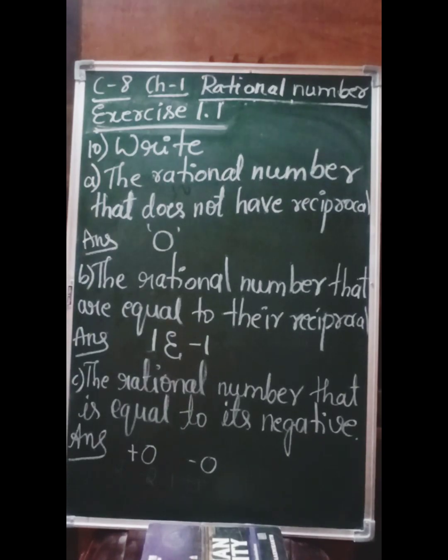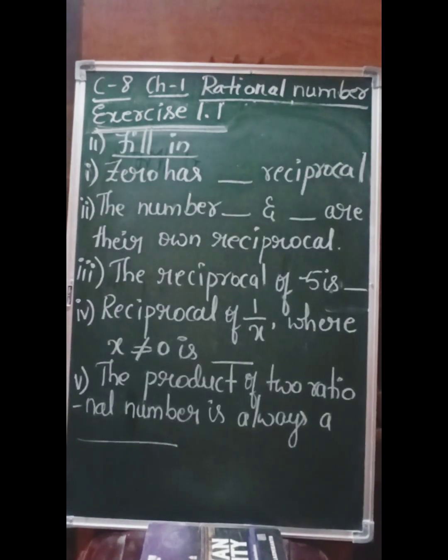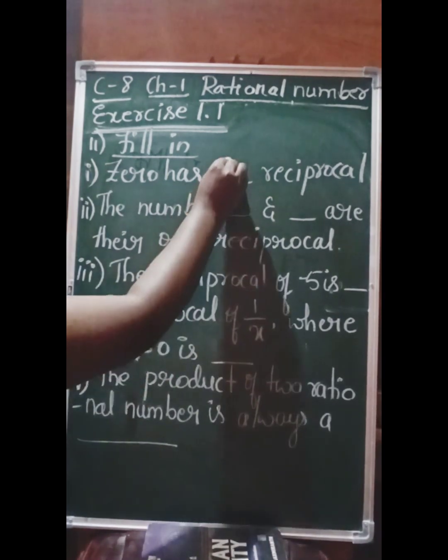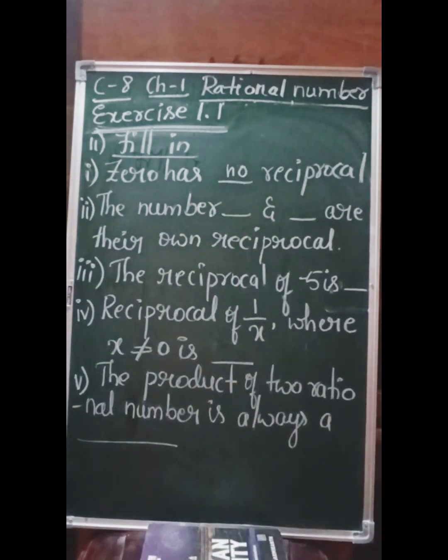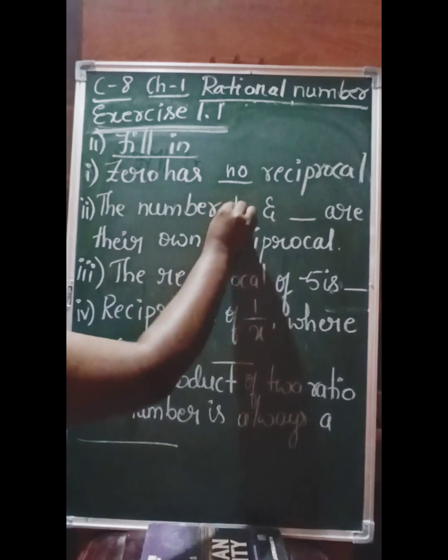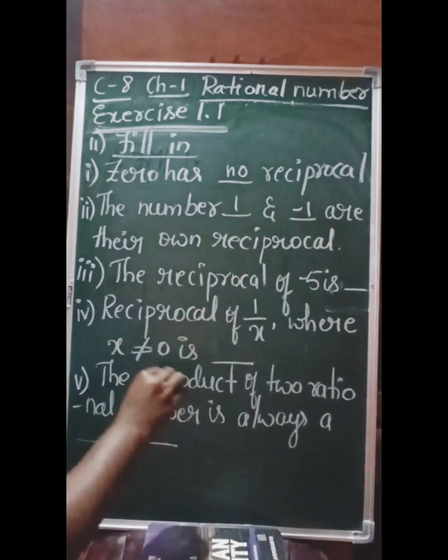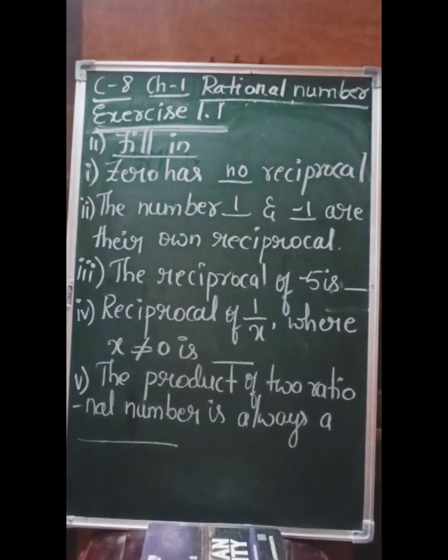Let's see what the answer is for that. See the fill in the blanks, the last 11th problem. 0 has how many reciprocals? 0 has no reciprocal at all. So the answer is no. The numbers dash and dash are their own reciprocal. So the answer is 1 and minus 1. Only 1 and minus 1 are their own reciprocal.